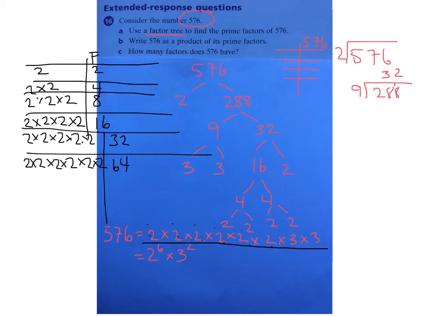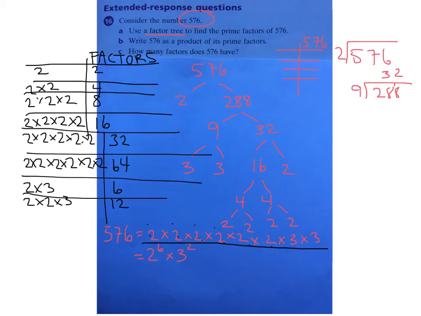And you see, we're actually making a list of all the factors down here. And then we've got 2 times 3, which is 6. 2 times 2 times 3, which is 12. And so on, and so on, and so on. You'll be happy to know there is a shortcut, okay? So let's take our shortcut over here.